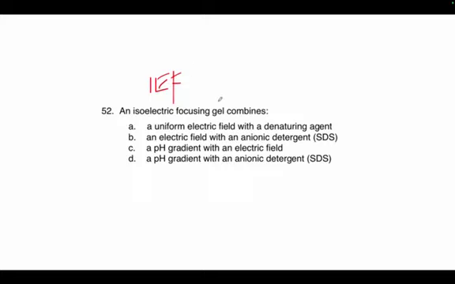So to separate based on an isoelectric point, we should have a pH gradient. Right? So an isoelectric focusing gel combines a pH gradient with an electric field. We have a pH gradient, we apply an electric field, and proteins will migrate until they reach pH equal to pI, at which point there will no longer be any overall charge on the protein, and so they will not migrate.